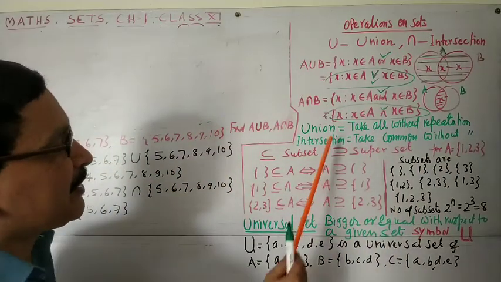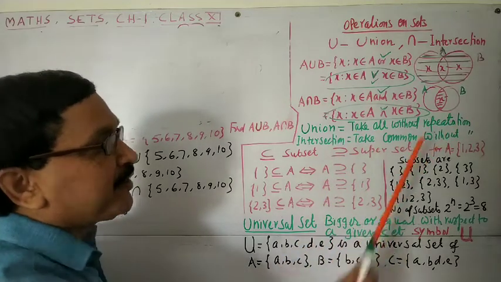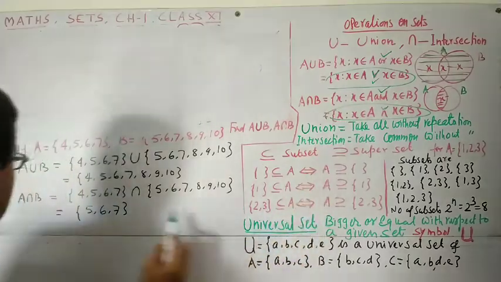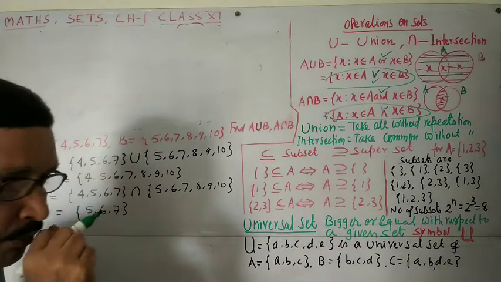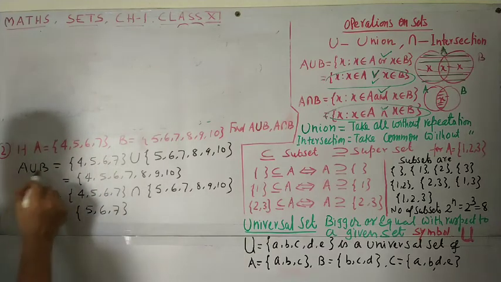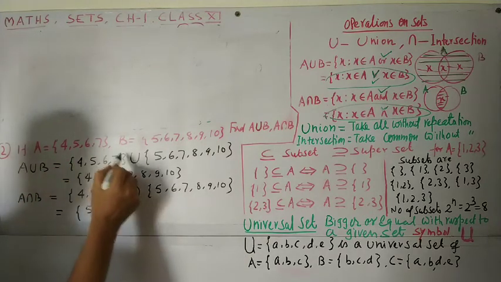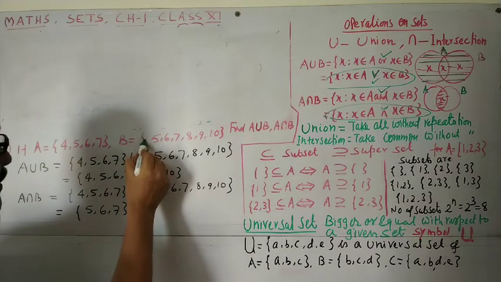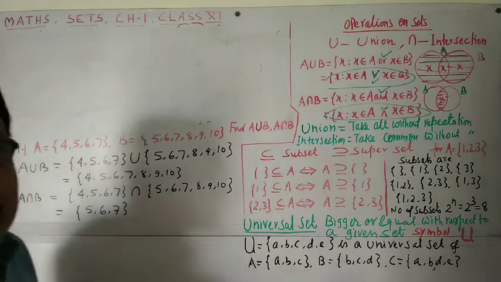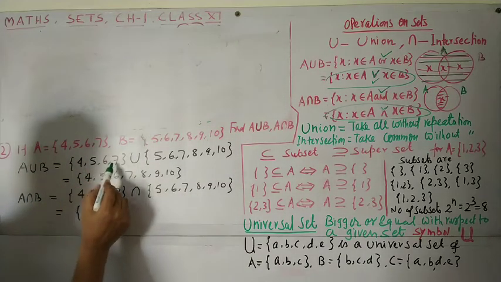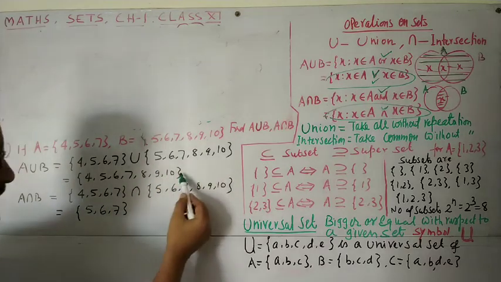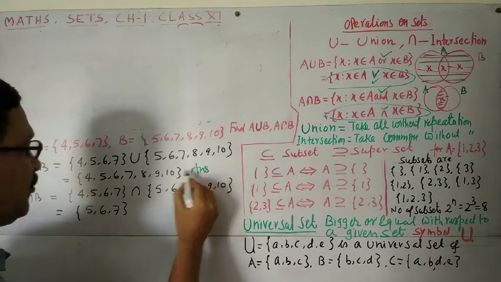The meaning of union is to take all without repetition. Repetition is not permitted in a set. Suppose you have to find A union B, where A is {4, 5, 6, 7} and B is {5, 6, 7, 8, 9, 10}. Union means all are taken, nothing is left. 4, 5, 6, 7 are taken, and 8, 9, 10 remain. So this is the answer of A union B.